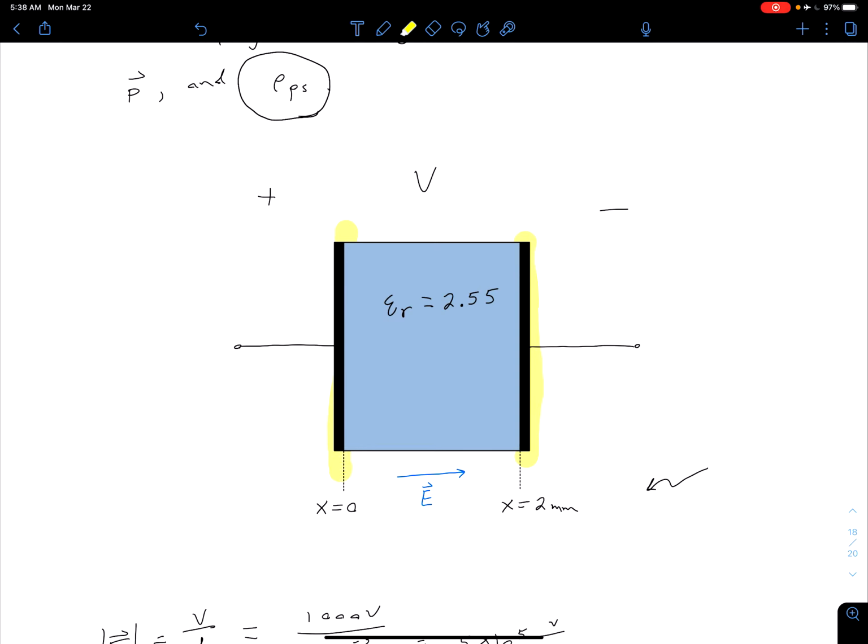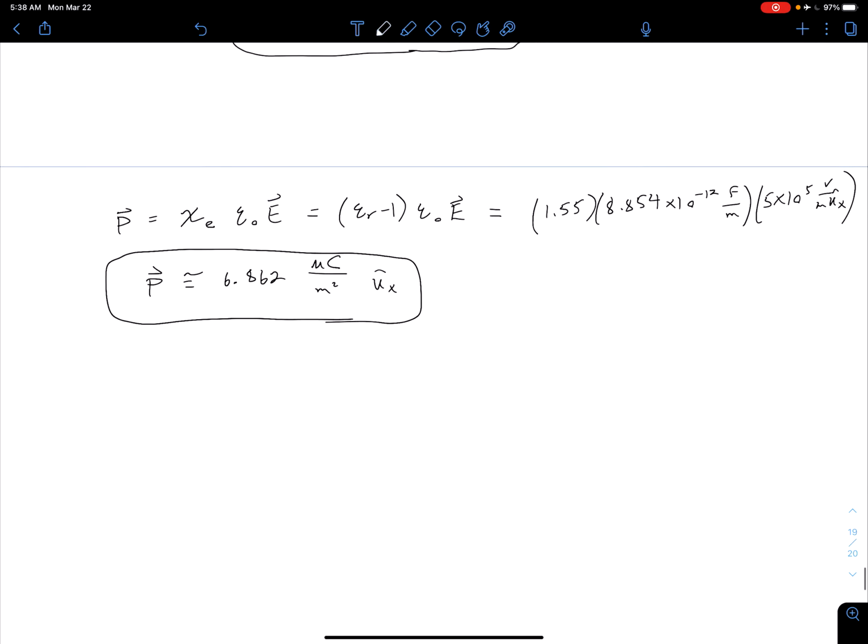Unfortunately that highlighter is going behind the shape for some reason, but of course this is going to be the surface between that black metal plate and that blue dielectric. So it's the dielectric right next to the metal. And the reason for that is we can think about our equation.